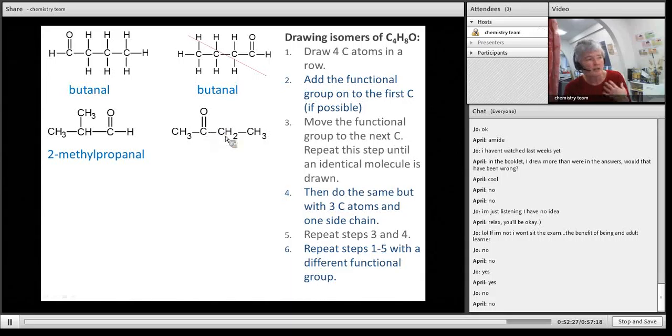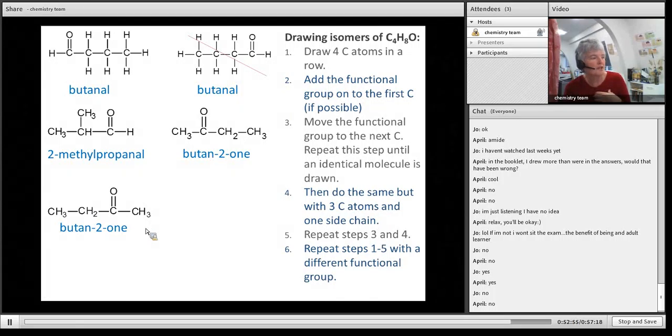Okay, so now I have to put that number in. Actually, you don't have to really. You could say butanone, because if I move it onto this carbon, it's still butan-2-one. So you could actually say butanone. It'll still be correct. And if I moved it over, can you see it's still butan-2-one? So butanone is correct. And I can't move anything further.